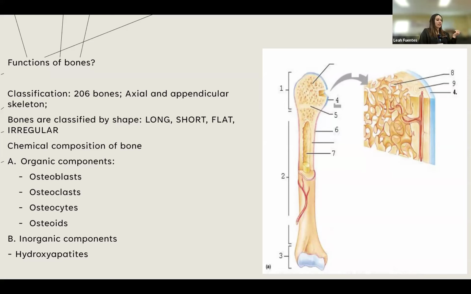And then osteoids are the organic part of the matrix. These include proteoglycans, glycoproteins, and collagen. So I can say that again because I don't have that up there. Osteoids are the organic part of the matrix that include proteoglycans, glycoproteins, and collagen.